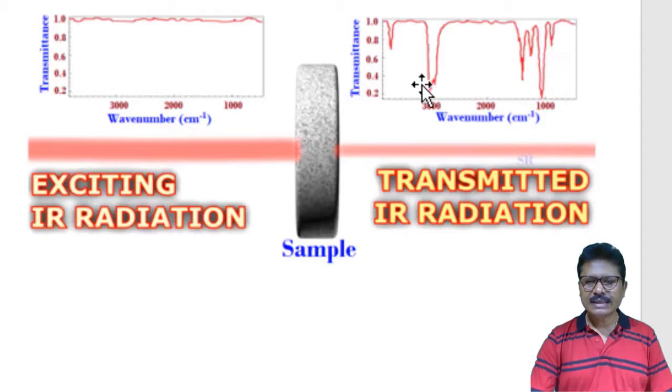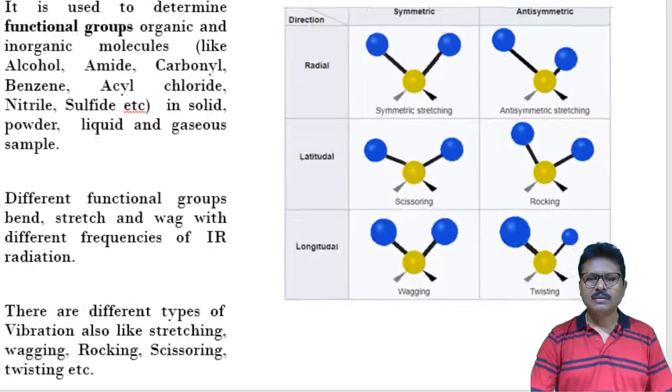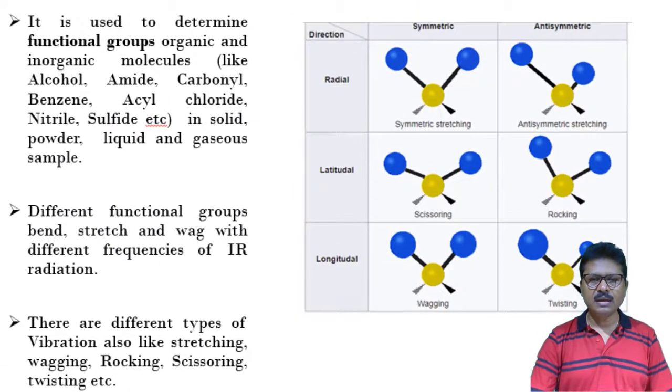So from this nature of the spectrum, it can be detected which type of structure the sample has, and clearly we can say which type of molecular structure or functional groups are in the sample. This IR spectroscopy is mainly used to find the functional groups of organic and inorganic molecules. Functional groups like alcohol, amide, carbonyl, benzyl, acyl chloride, nitrile, sulfide, etc. And the sample may be solid, powder, liquid or gaseous.